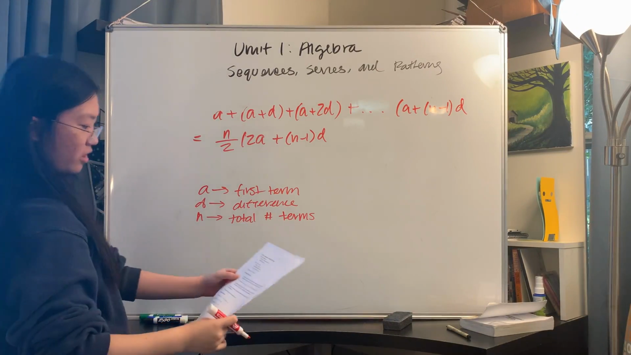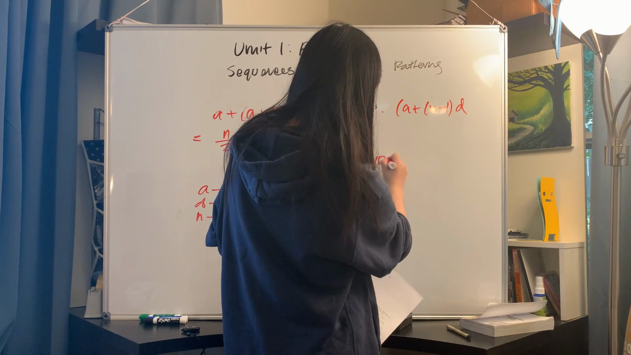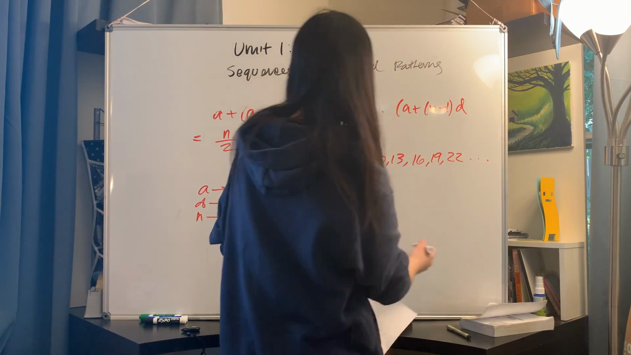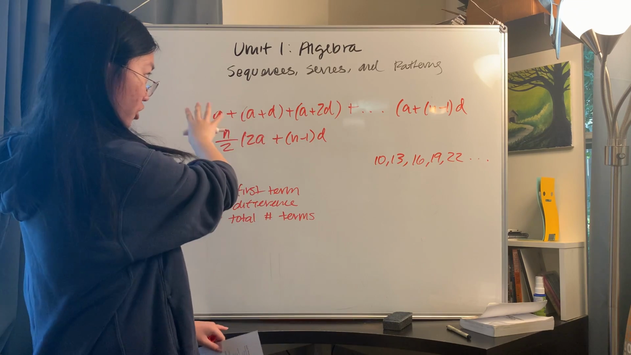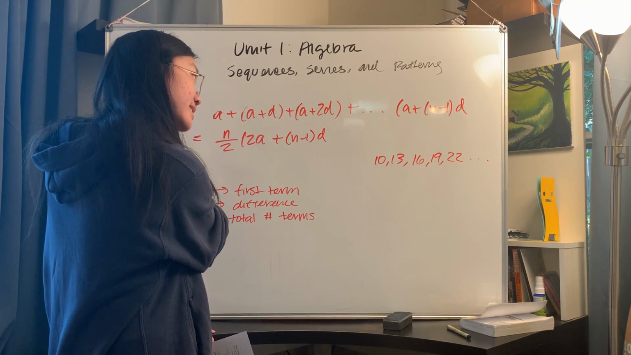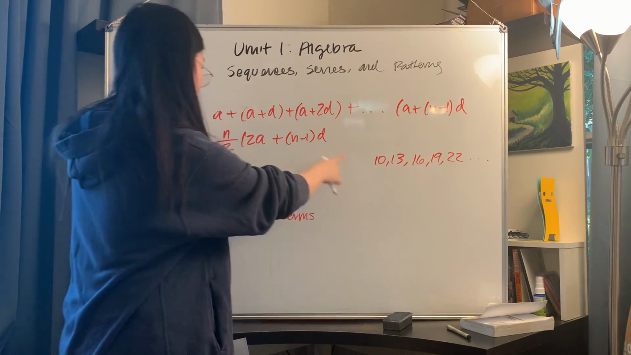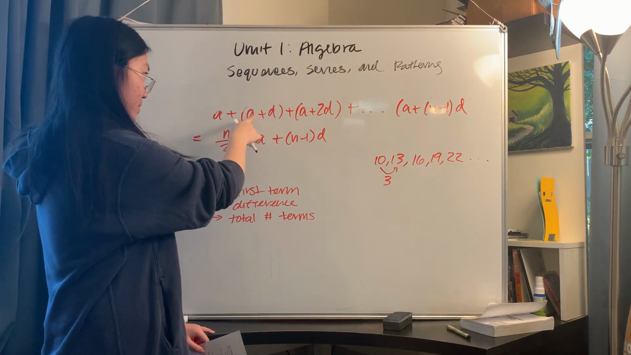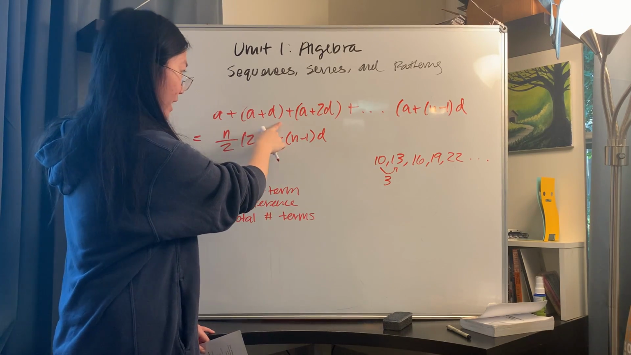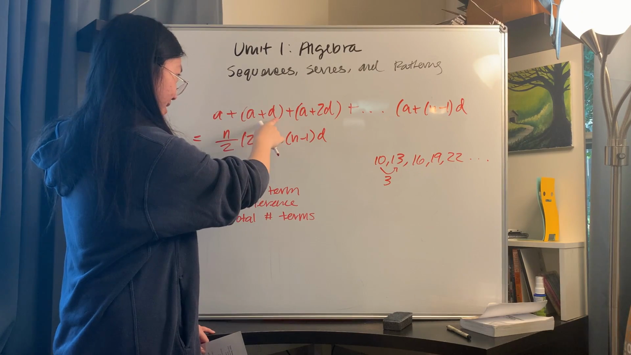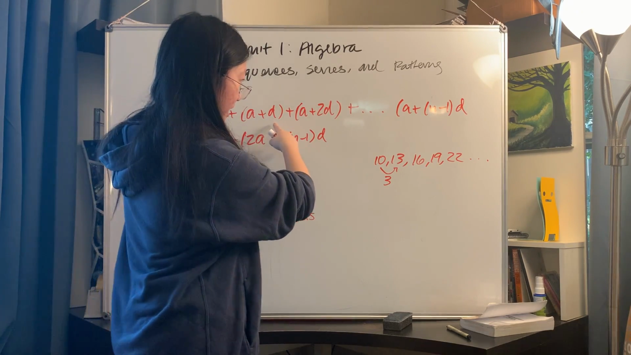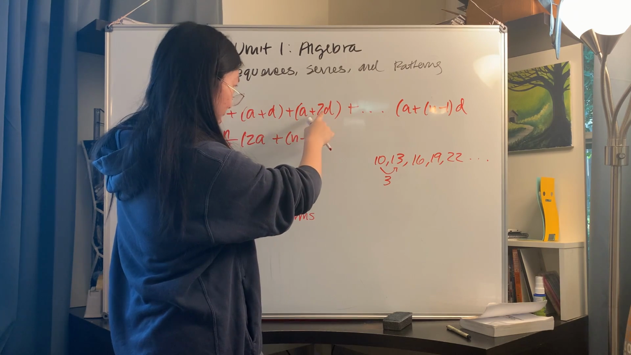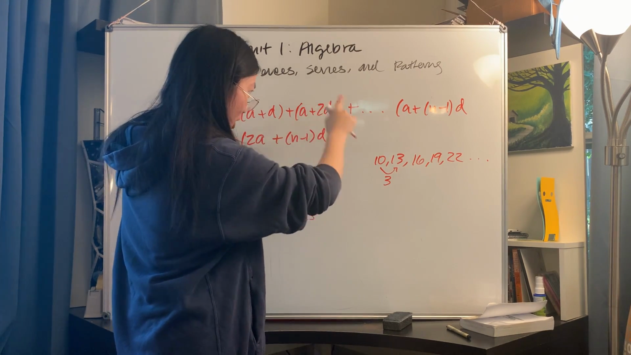So if we look back to our first problem, we have 10, 13, 16, 19, 22, and so on. If we apply this formula here, A is equal to 10 because 10 is the first term. And then the next term, we're increasing by 3. So the next term is 10 plus the difference, 3. 10 plus 3 is equal to 13. So that's the second term. And then for 16, we have 10 plus 2 times 3, or 10 plus 6, 16, and so on.